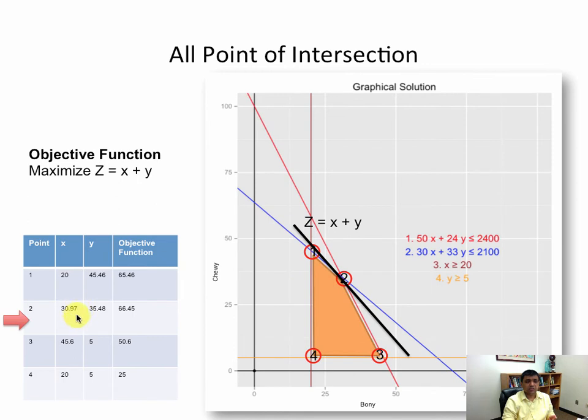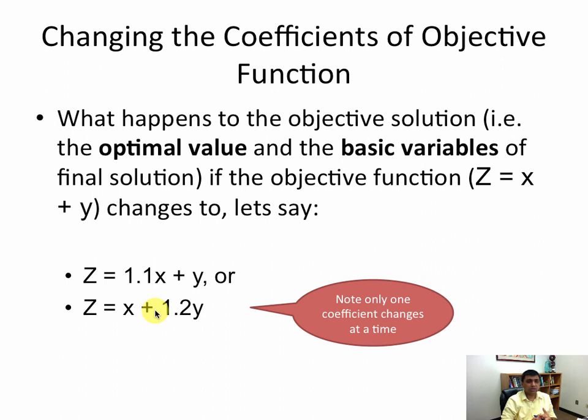The answer was that producing 30.97 tons of x and 35.48 tons of y within the given constraints gave the maximum value of the objective function as 66.45. Let's see what happens to the optimal solution if the objective function changes. One thing we want to notice is that we are only going to change one coefficient at a time, so either the coefficient of x or the coefficient of y. And then we will observe what happens to the optimal value and the solution of the basic variables.